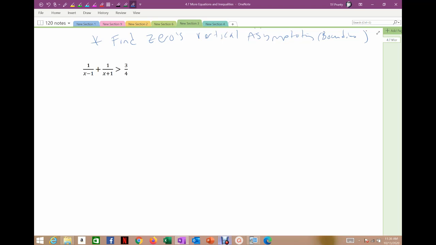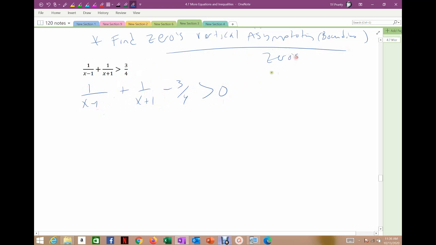Right? And again, I'm going to do a similar thing here. I'm going to set it up with the graph and the table, just to make sure. The table's kind of just to double check that I'm doing my graph part right. Alright, first thing though is that I set it equals 0, so I'm going to move that 3/4 to the other side. So I'm going to subtract it by moving it over. And so I'm going to get 1 over x minus 1 plus 1 over x plus 1 minus 3/4 greater than 0. Alright, and so my first thing is to find my zeros and my vertical asymptotes.